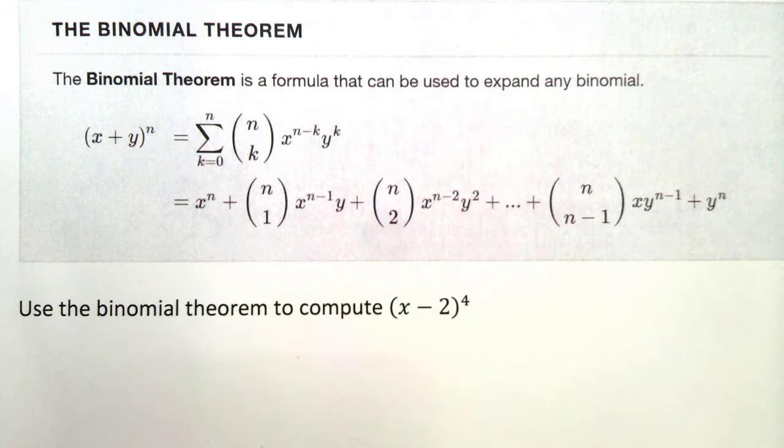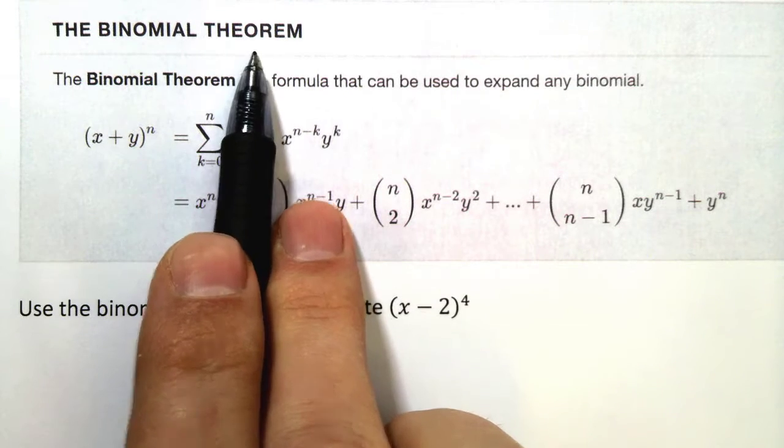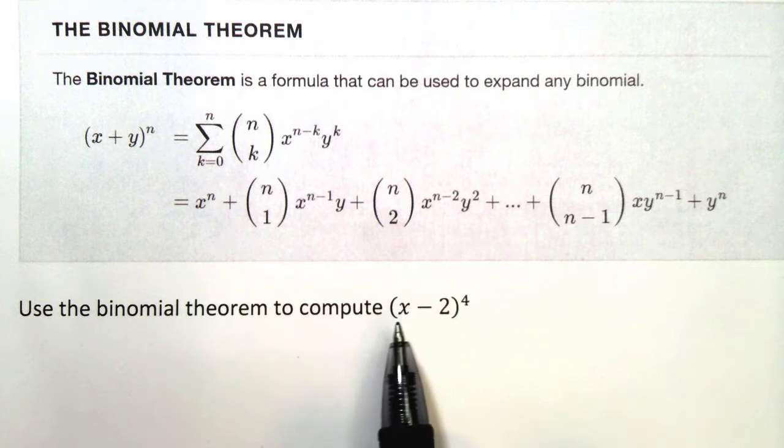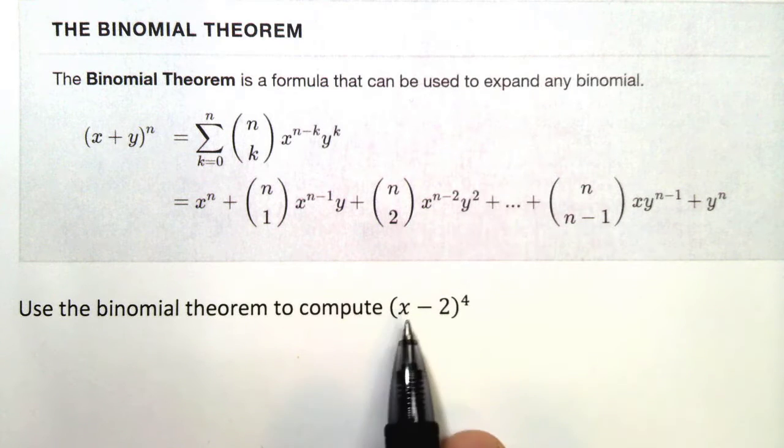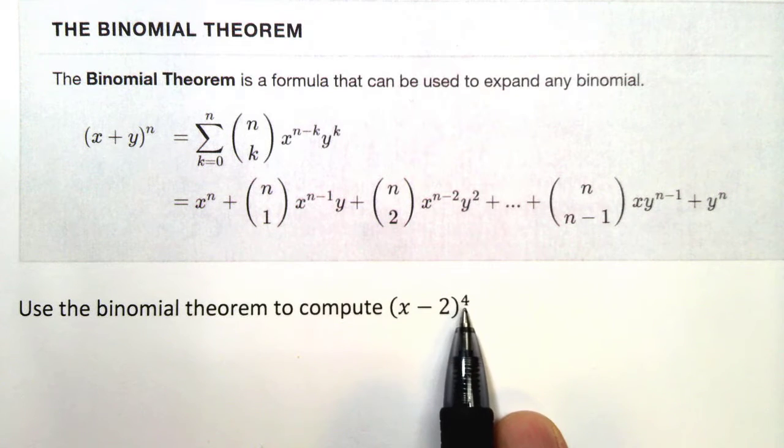All right, so in this video we're going to use the binomial theorem to expand a binomial. And here I have x minus 2 to the fourth power. And the binomial theorem tells us how to do exactly that kind of thing. So what is the binomial theorem telling us to do?